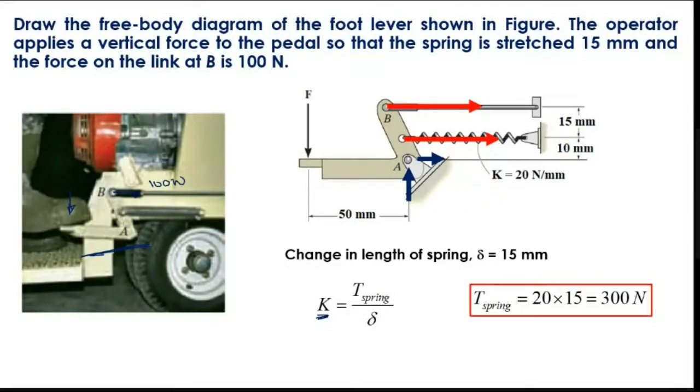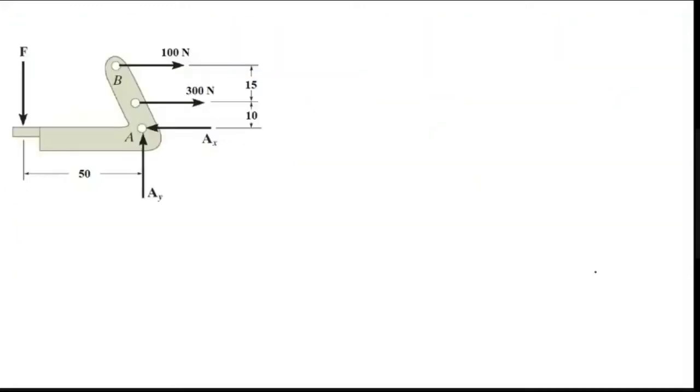Here 15 is the overall stretching, which is del, the final length minus the initial length. So you know the stiffness, and from that we can identify the force. Now we are equating it. We are getting 100 Newton here, 300 Newton here, and you have some Ax and Ay. My question is, what will be the force F to apply?